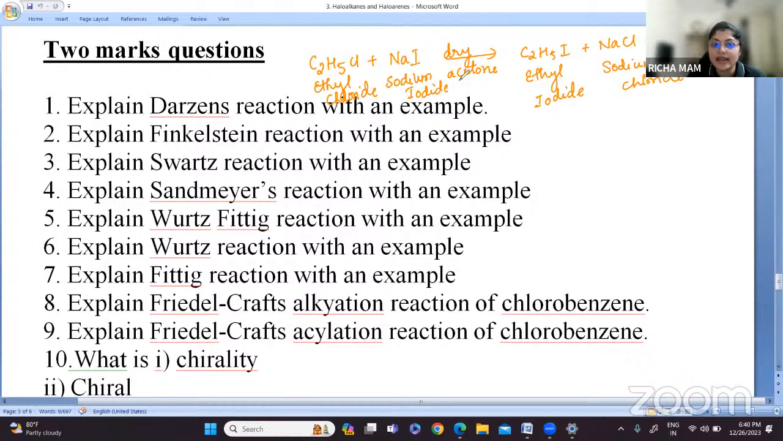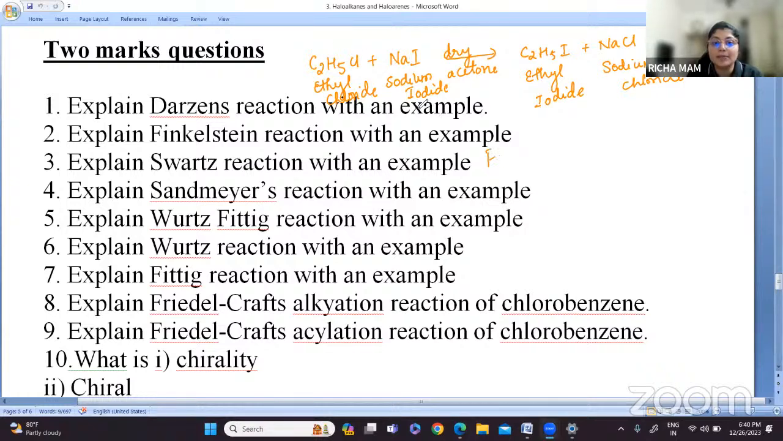Explain Swarts reaction with an example. So what is Swarts reaction? In Swarts reaction, you can prepare your fluoroalkanes, fluorocompounds.